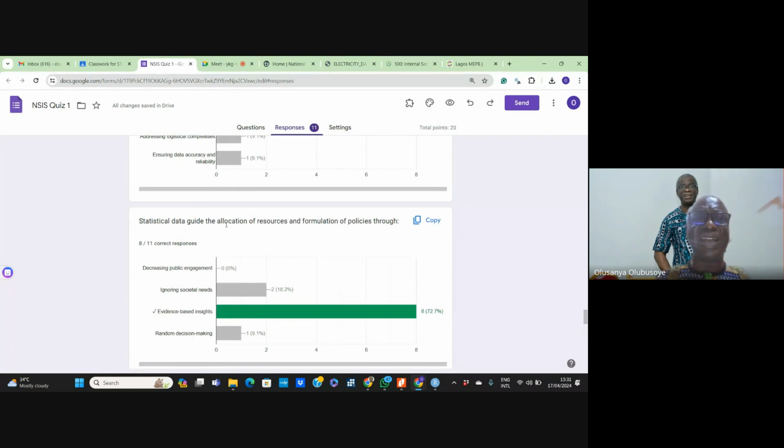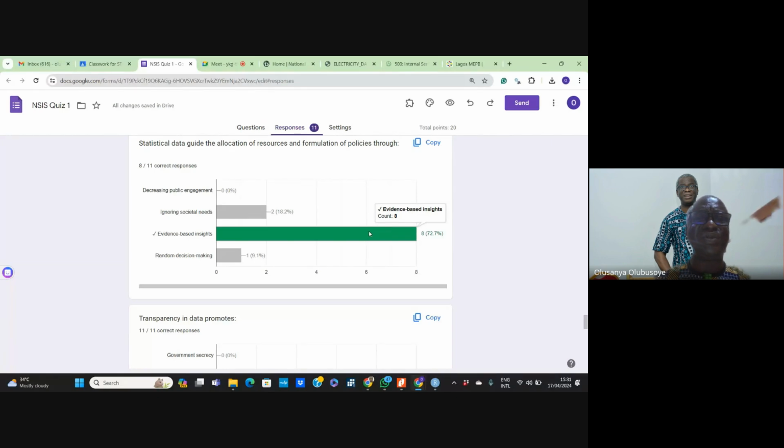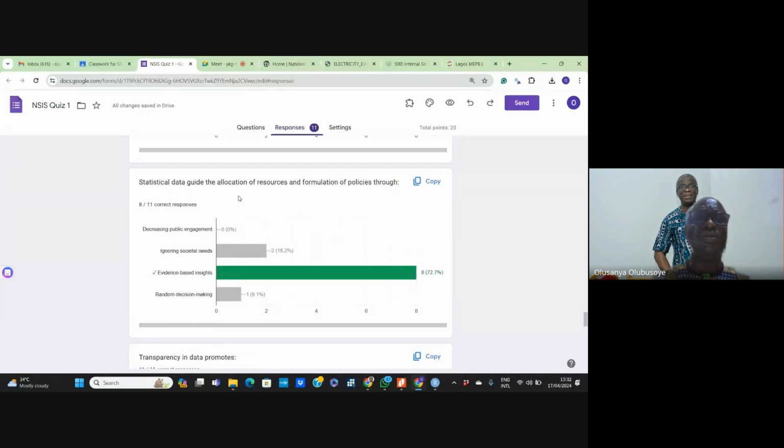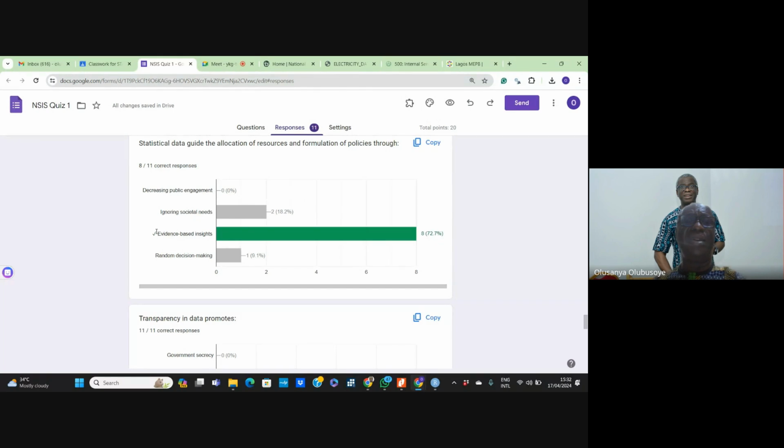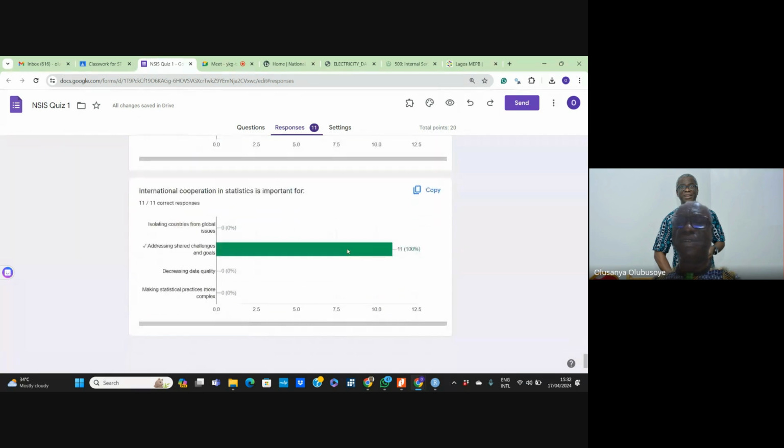Then statistical data guide the allocation of resources and policies through evidence-based insights, not through decreasing public engagement, not through ignoring societal needs, not through random decision-making, but by generating evidence-based insights from the data. Statistical data can guide allocation of resources. But of course, in Nigeria, we don't leverage on the power of statistics, as I mentioned in my inaugural lecture. So I think that's all.